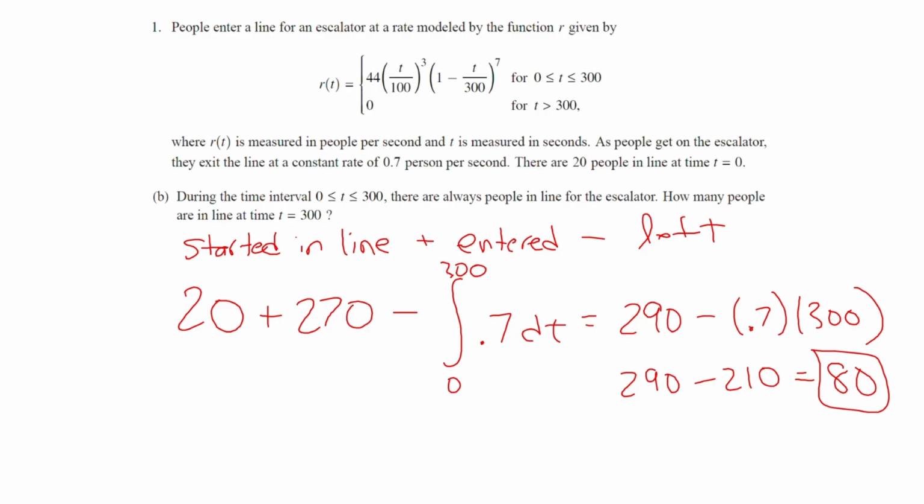And that part was worth 2 points. One for considering the rate at which they left, so having this minus this integral, or just the 0.7 times 300. And then one for the final answer of 80.